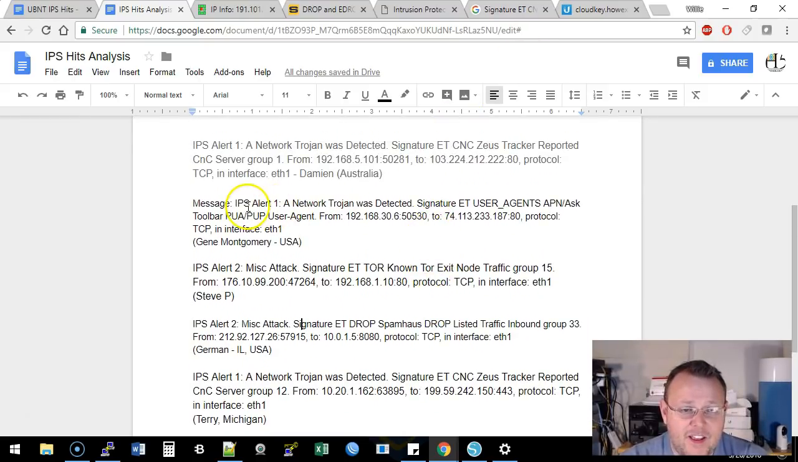Here's another one, and this one is what I was talking about. When you look at these, it could be really easy. So we've got an IPS Alert 1, a network Trojan was detected. Here is the signature. It was the Ask toolbar, and this is from an internal IP, an RFC address, 192.168, to this external port 80, right?